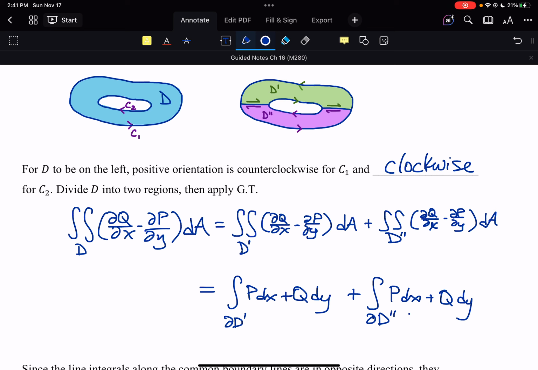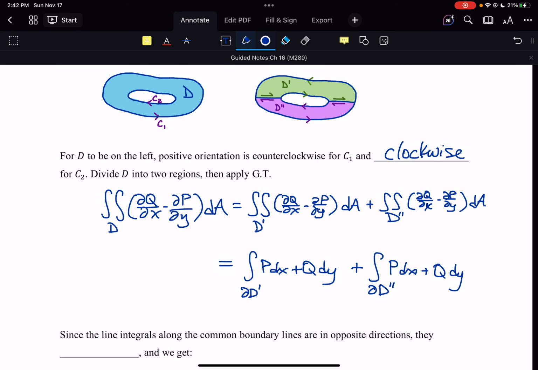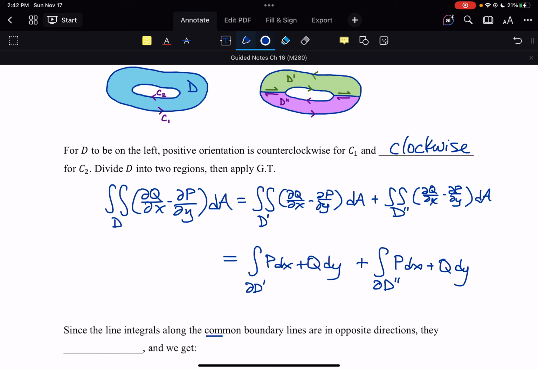If we're evaluating these line integrals, this line integral goes around D prime, so the green part. This line integral goes around D double prime, that's the purple. Everything is positively oriented for both. But notice that the line integrals along the common boundary lines, here and here, are going in opposite directions. When you take a line integral and flip it, going backwards instead of forwards, you end up getting the opposite value. If I do a line integral from A to B, that will give me exactly the opposite value as if I did it from B to A. So these two segments that I added to the region actually cancel.